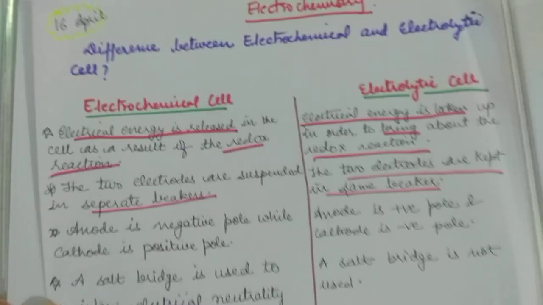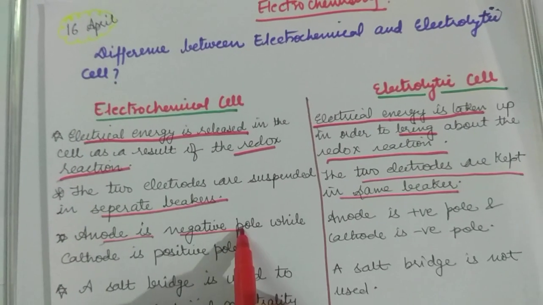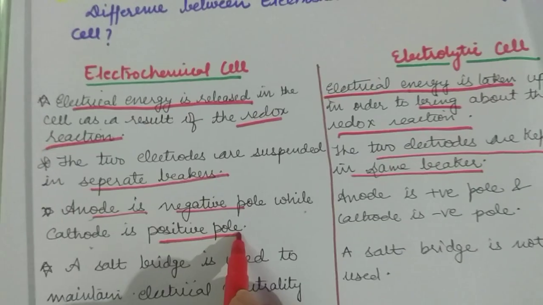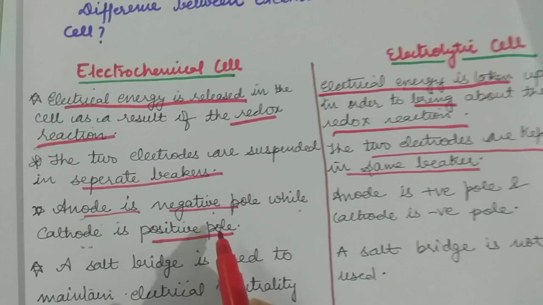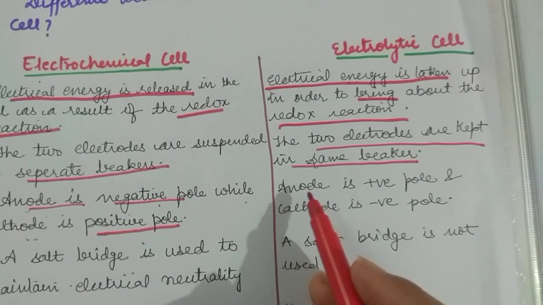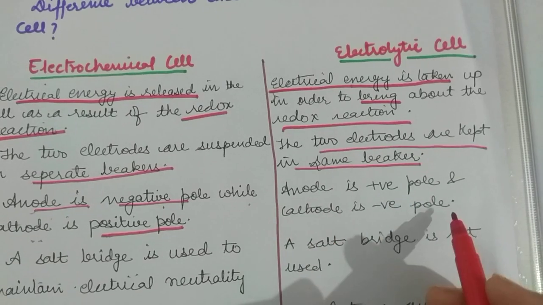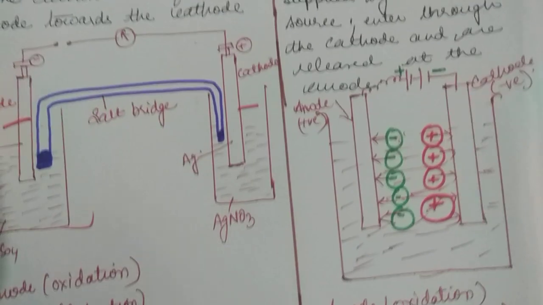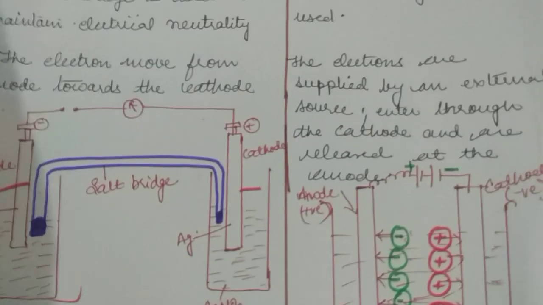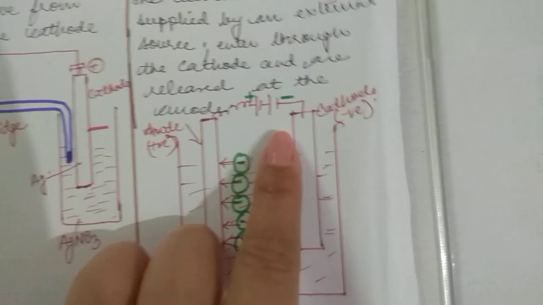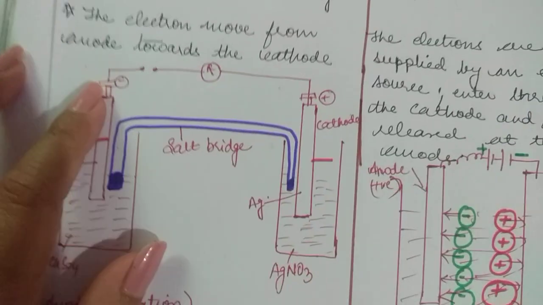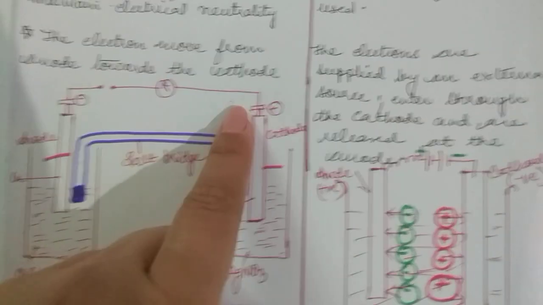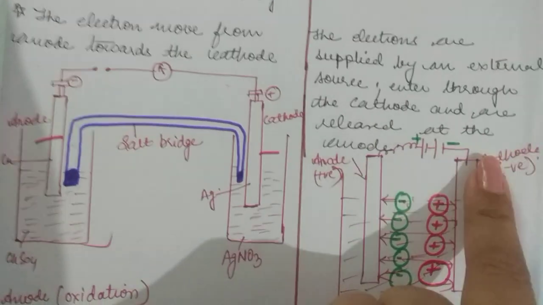Third and most important point is the polarity of the electrodes. In electrochemical cell, anode is taken as negative pole and cathode is taken as positive pole. Whereas in electrolytic cell, anode is taken as positive and cathode is taken as negative. Here, as we have seen in electrochemical cell, anode has the minus sign and cathode positive, and this is electrolytic cell. Here anode is positive and cathode is negative.